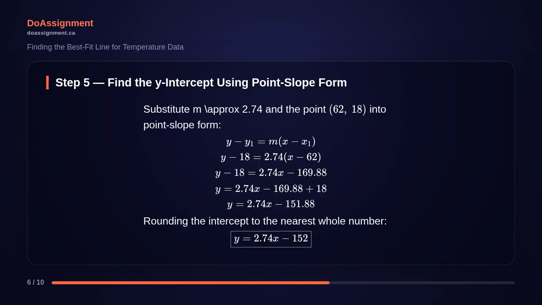We plug our slope and the point (62, 18) into point slope form. Distributing 2.74 gives 2.74x minus 169.88. Adding 18 to both sides gives y equals 2.74x minus 151.88, which we round to y equals 2.74x minus 152. That is our line of best fit in slope-intercept form.